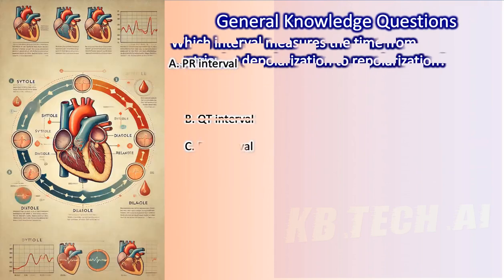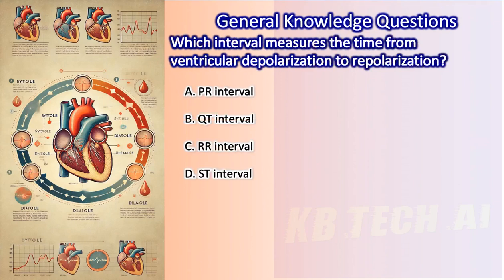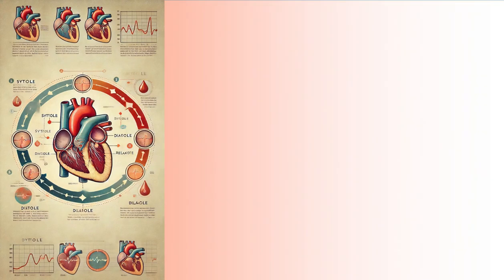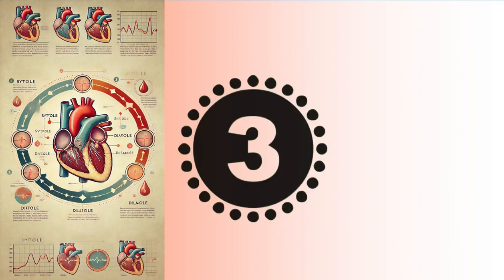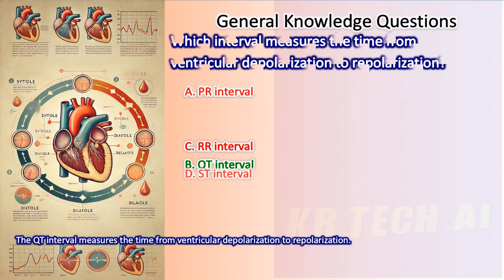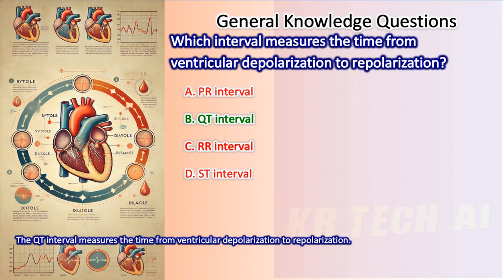Which interval measures the time from ventricular depolarization to repolarization? Option 1, PR interval. Option 2, QT interval. Option 3, RR interval. Option 4, ST interval. The answer is option 2, QT interval.